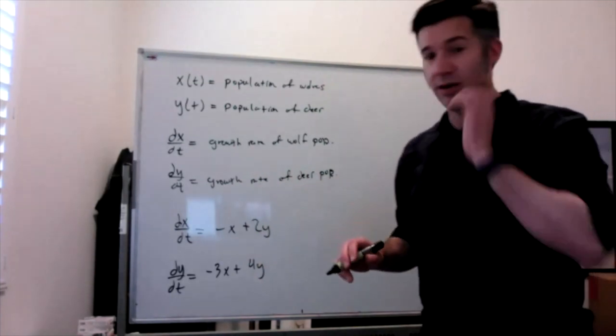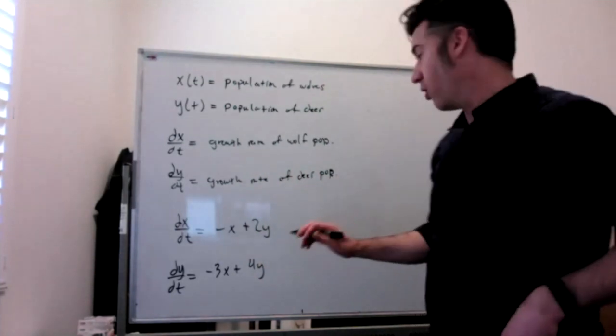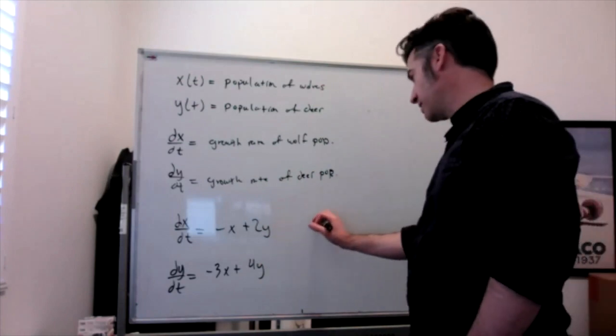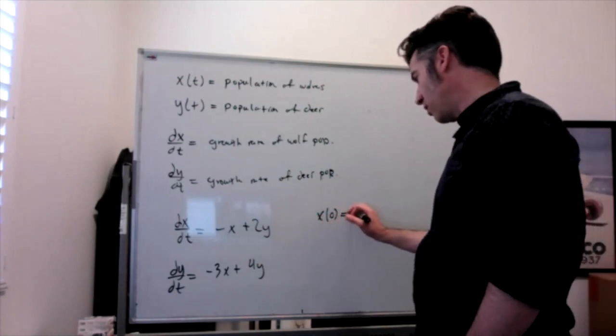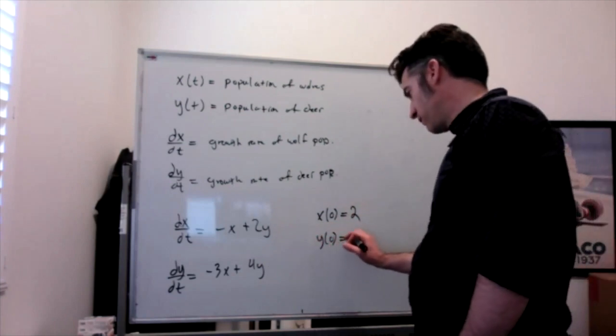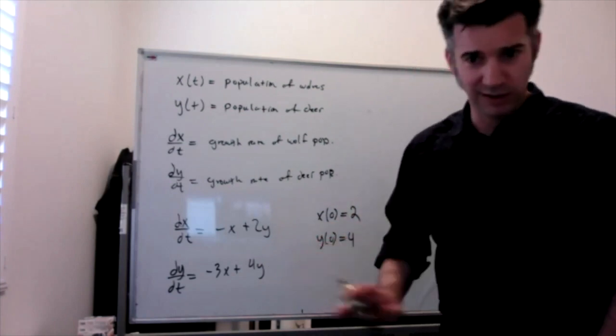Okay, but here's what we've got. And also, let's give ourselves some initial conditions. Let's say at time 0, there are 2 wolves and 4 deer, which I know is not very realistic, but whatever.